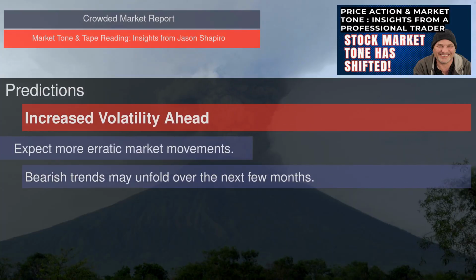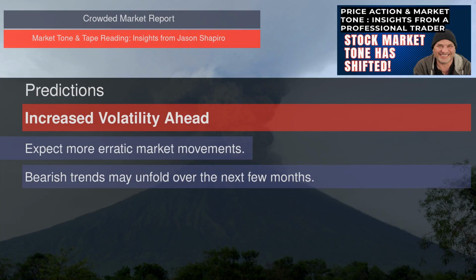What predictions did Jason make regarding market trends? He anticipates increased volatility as the market struggles to find stability amid shifting tones. So, if traders are not careful, they could face some serious challenges ahead. Definitely. Misreading the market tone could lead to significant losses if strategies aren't adjusted.